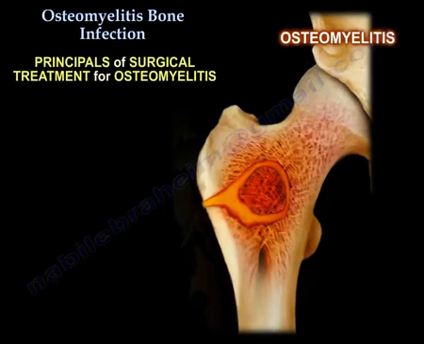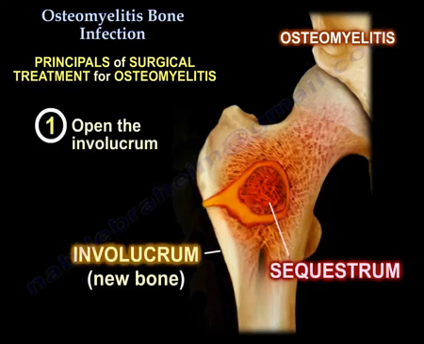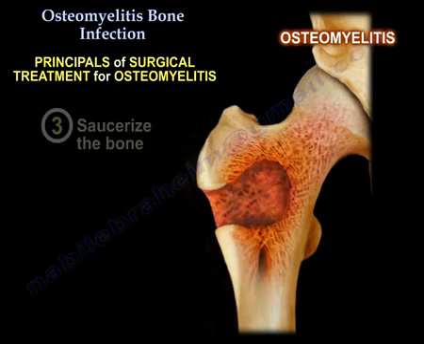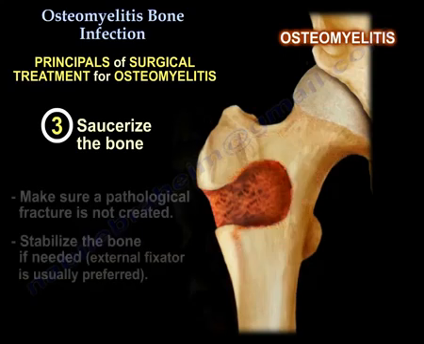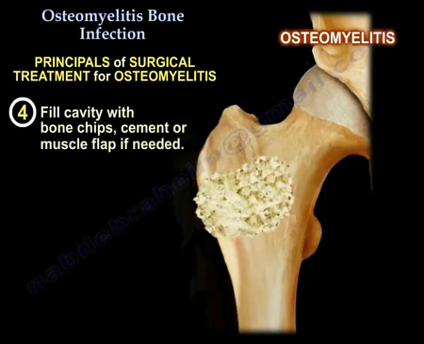Principles of surgical treatment for osteomyelitis. Treatment of osteomyelitis is usually a combination of surgical debridement of the necrotic, non-viable tissue plus administration of culture-specific antibiotics. 1. Open the involucrum, which is the new bone. 2. Remove the sequestrum, which is the dead bone. 3. Saucerize the bone. Make sure a pathological fracture is not created. Stabilize the bone if needed. External fixator is usually preferred. Fill the cavity with bone chips, cement, or muscle flap if needed.